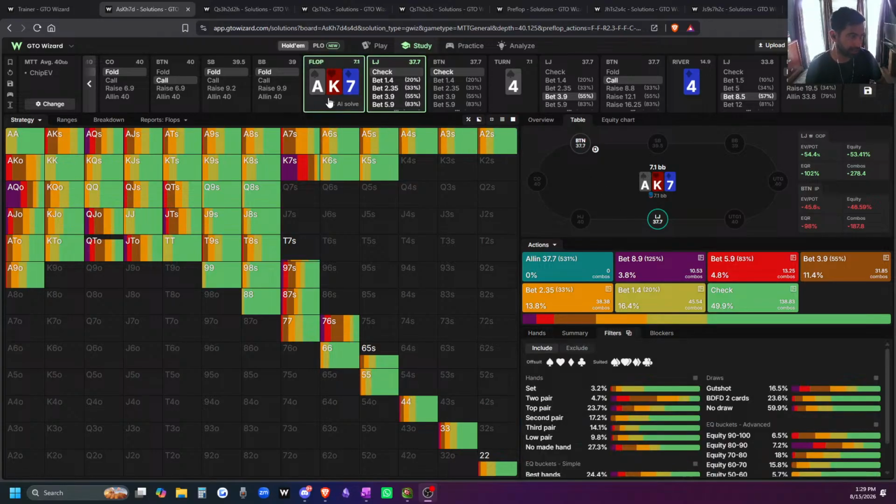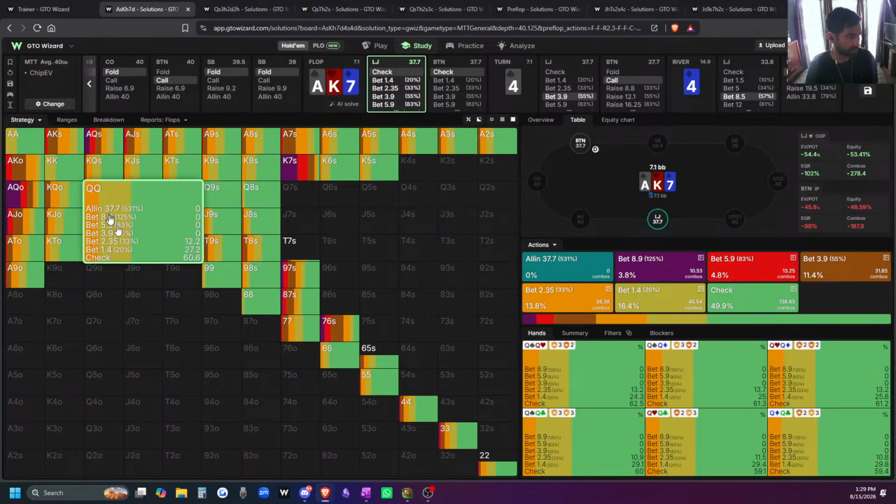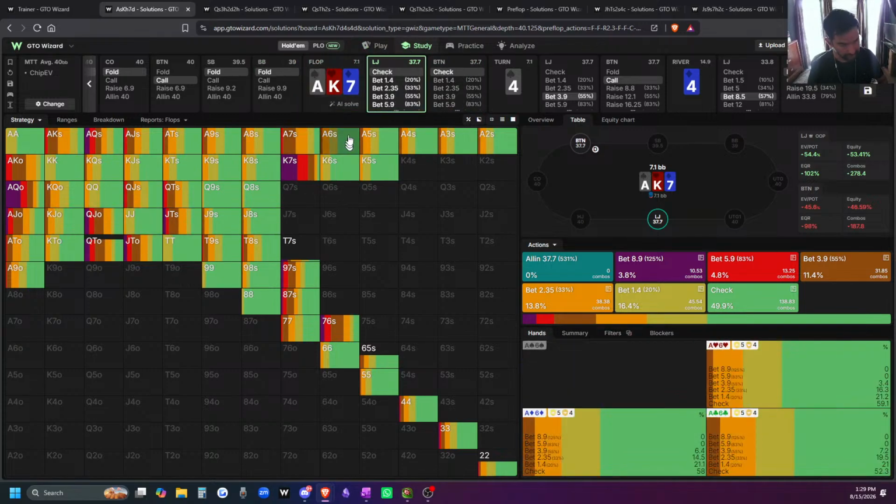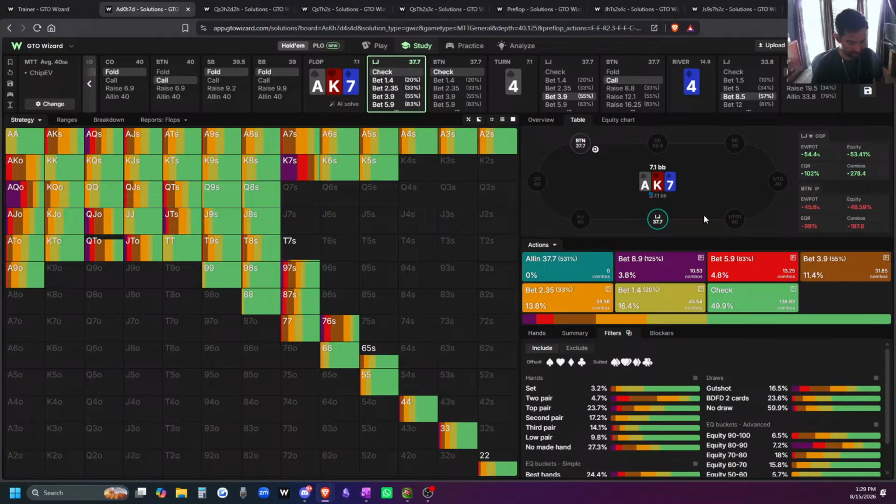Ace King is a very unique board because your hands don't require protection. Like, if you got queens here, what are you scared of? What are you protecting, right? You're not going to get an ace to fold. You're not going to get a king to fold. Generally, Ace King boards typically play a lot of check with some large sizings.